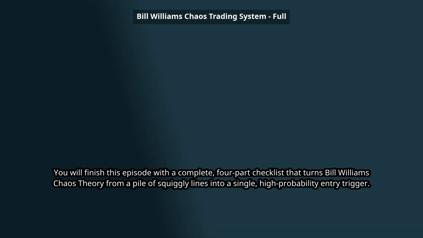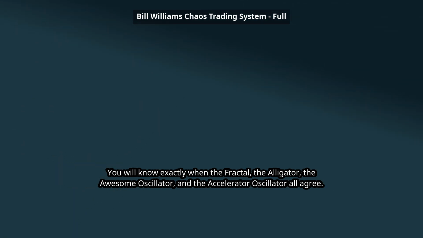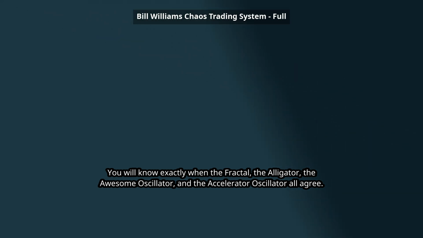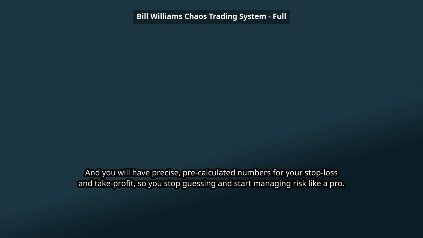You will finish this episode with a complete, four-part checklist that turns Bill Williams' chaos theory from a pile of squiggly lines into a single, high-probability entry trigger. You will know exactly when the Fractal, the Alligator, the Awesome Oscillator, and the Accelerator Oscillator all agree. And you will have precise, pre-calculated numbers for your stop loss and take profit, so you stop guessing and start managing risk like a pro.